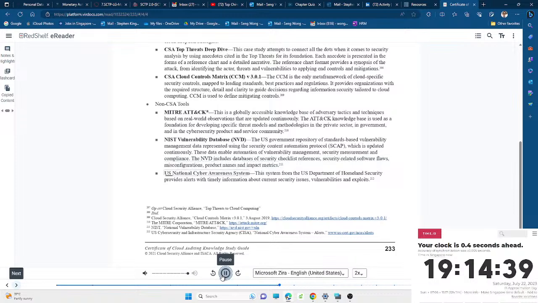Point 211.5 U.S. National Cyber Awareness System. This system from the U.S. Department of Homeland Security provides alerts with timely information about current security issues, vulnerabilities, and exploits.